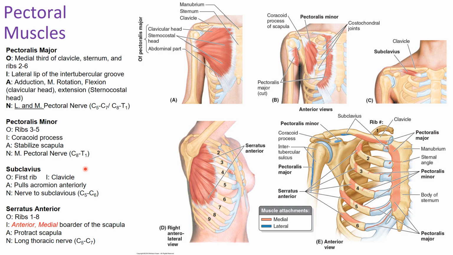Now, I want to point out, the pectoralis major muscle was innervated by both the lateral and medial pectoral nerve, whereas the pectoralis minor muscle was innervated by just the medial pectoral nerve. You're going to see why this is important in the next slide.